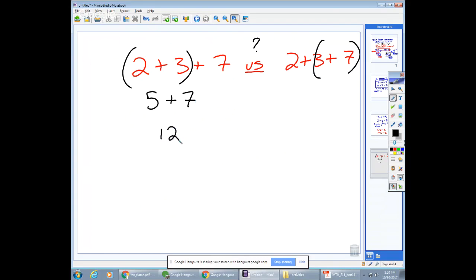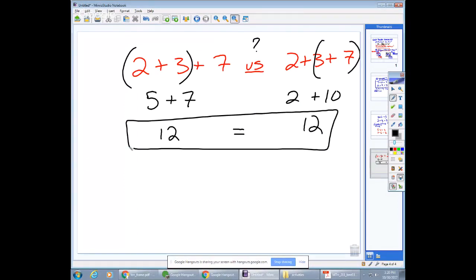Over here, I changed the grouping with parentheses. Order of operations says you should do what's in parentheses first. 3 plus 7 is 10. Then add the 2. I still get 12. Since these guys match, that's a special property. It's called the associative property.